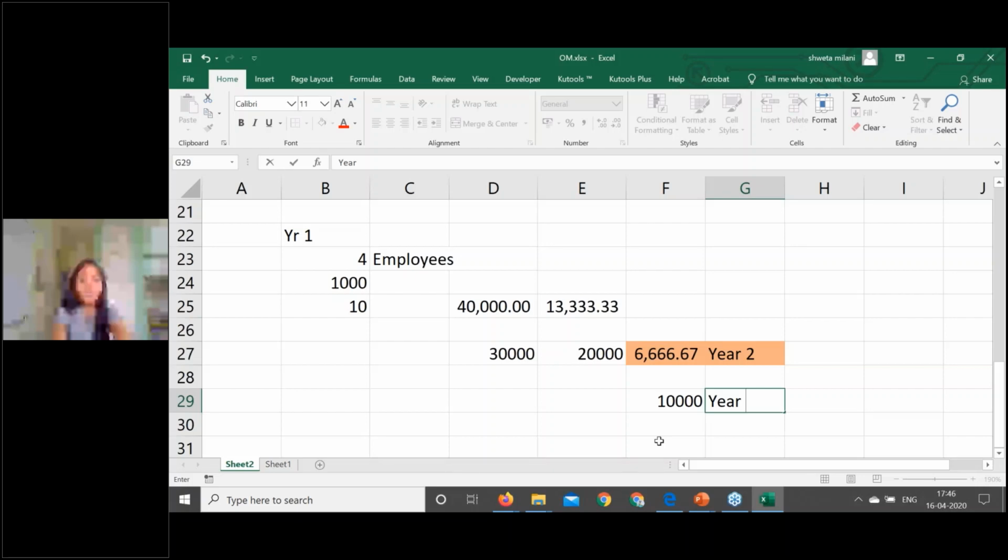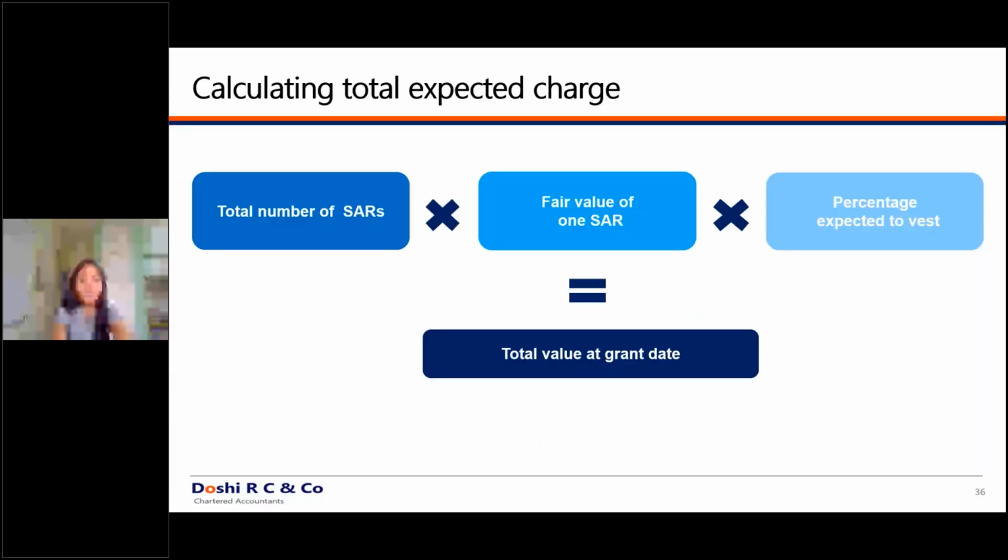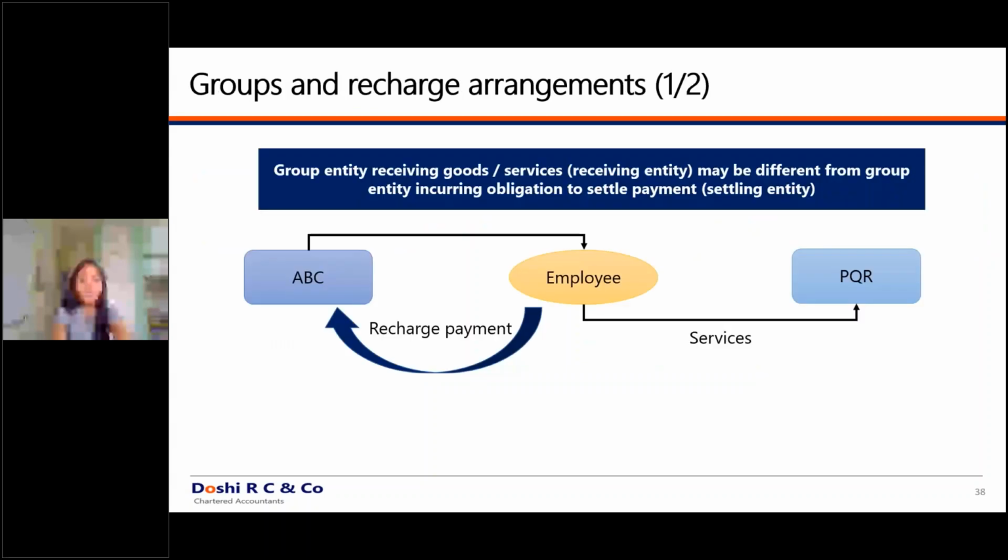Moving ahead to the next part. Moving ahead to the next part, this also we have discussed. This is a very interesting concept. Please understand it in detail. Group and recharge arrangements.